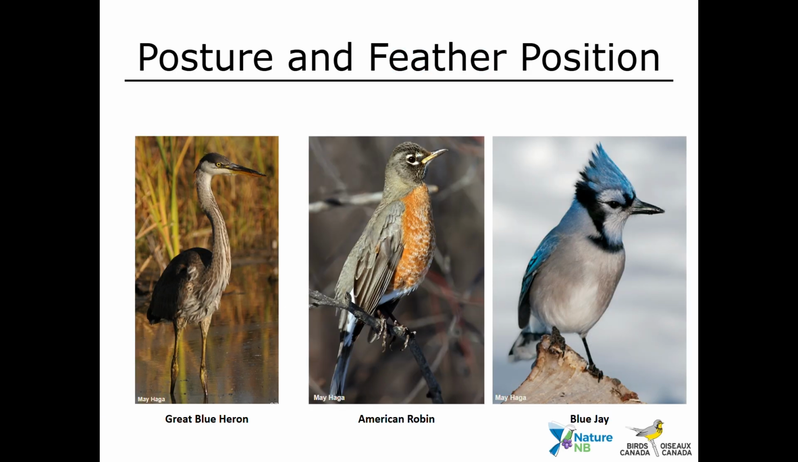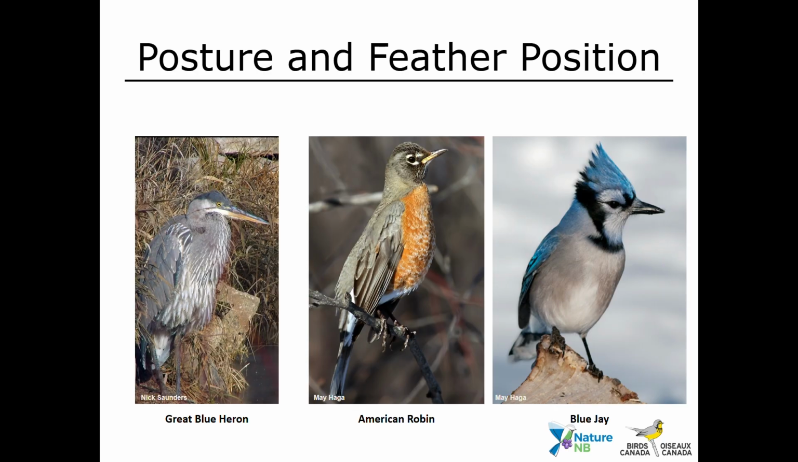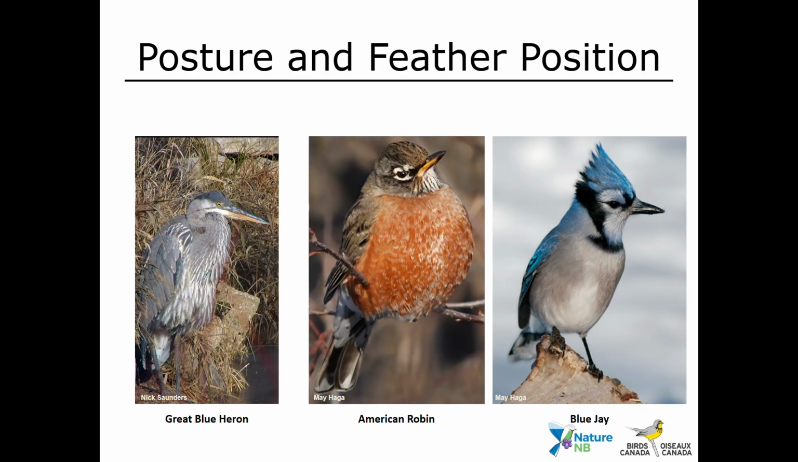One thing to be careful about when looking at the shape of a bird is that they can change their posture and their feather position, and this can change their silhouette. So if we look at our great blue heron, for example, it has that neck stretched out, very thin, but it can also tuck its neck down, and that creates a much more compact body shape that's quite different from the first. The robin can have its feathers down against its body, or it can fluff them up, becoming much more round in shape.